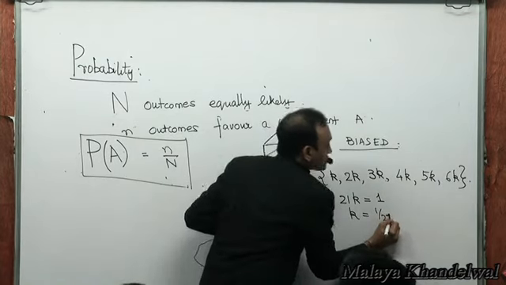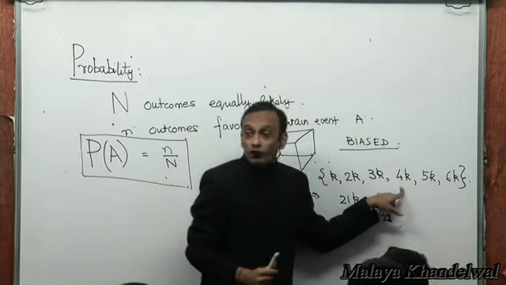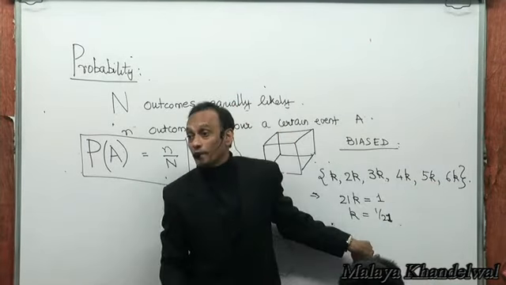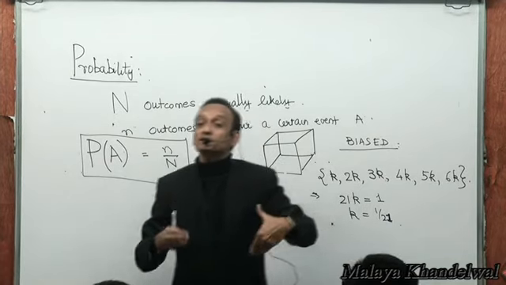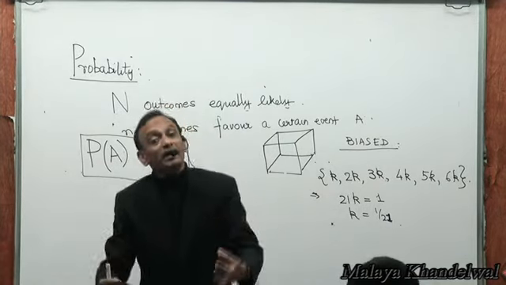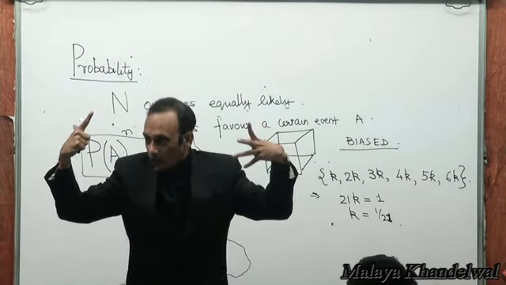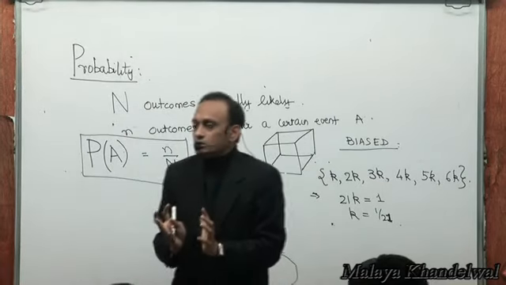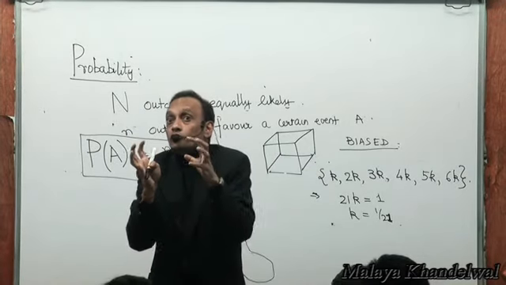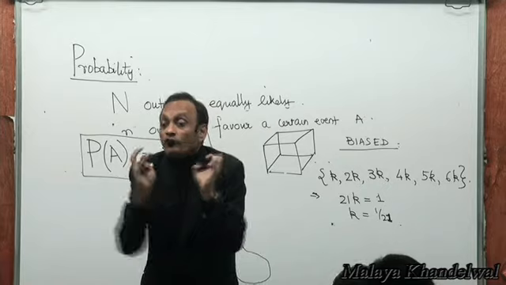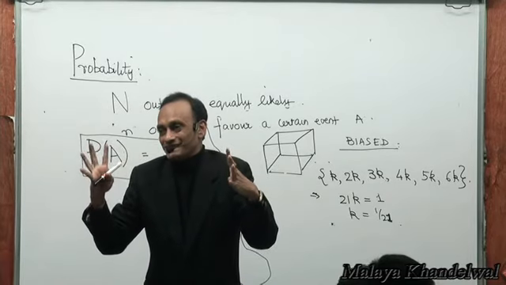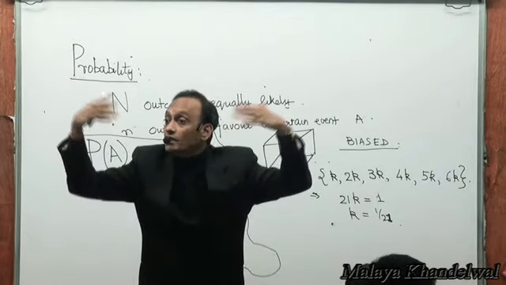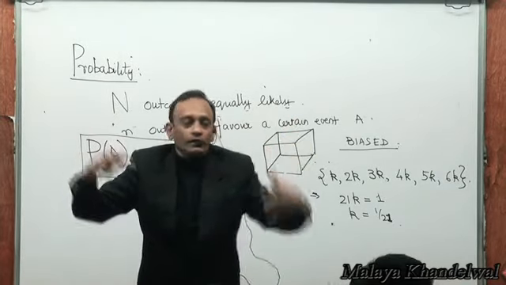That means what's the probability of getting 4? 4k. That means 4 by 21. The probability of getting 6 would be 6 by 21, and so on and so forth. That's a biased die. You could have had a biased coin also, right? But one way or the other, there could be weights associated with the outcomes. They are not equally likely outcomes.